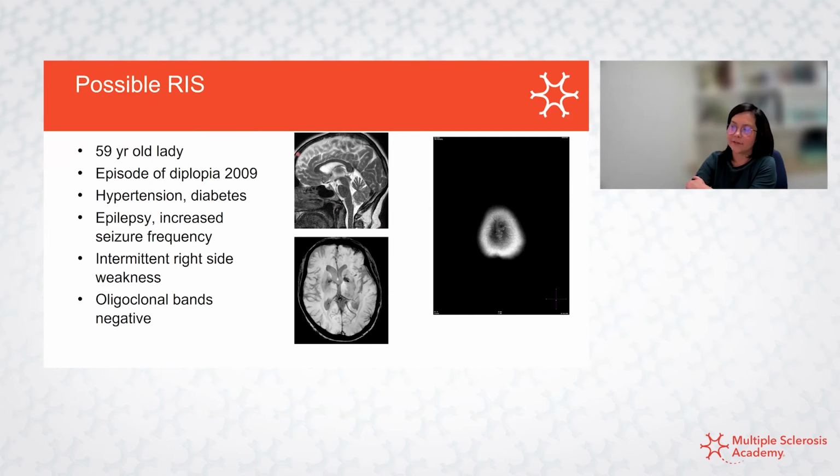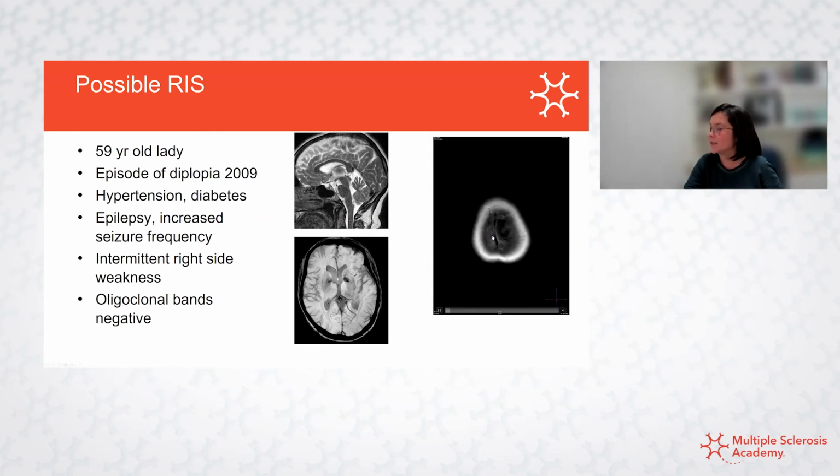So the first is this 59-year-old lady who presented with an episode of diplopia in 2009. She's got a history of hypertension and diabetes and epilepsy, which was increasing. She was getting increased seizure frequency. So she had an MRI and it shows that her corpus callosum was clear, no lesions in the corpus callosum.